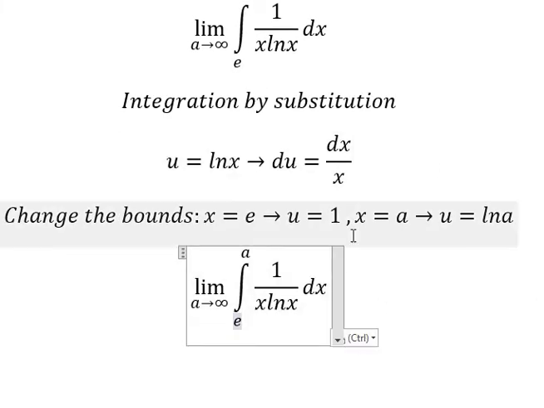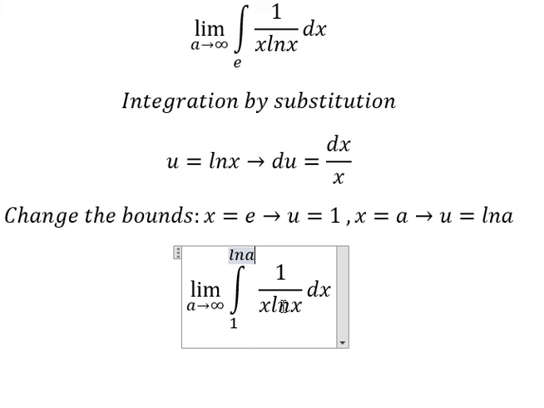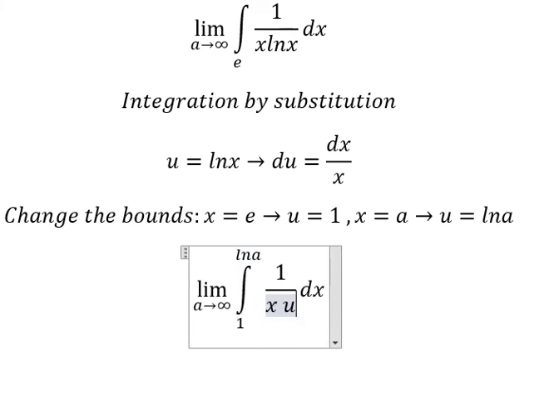So this one we change by 1, a we change by ln(a), ln(s) we change by u, and ds over s we change by du.